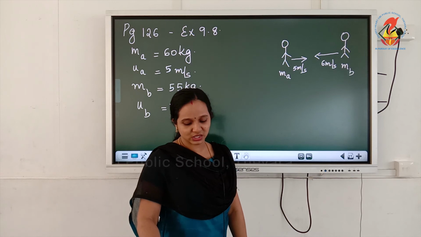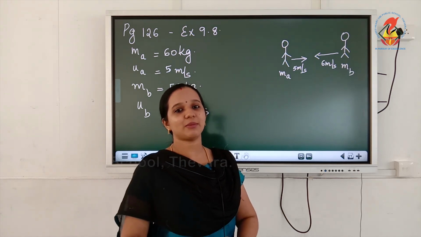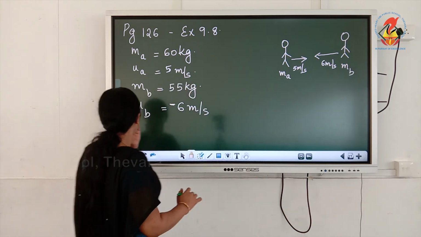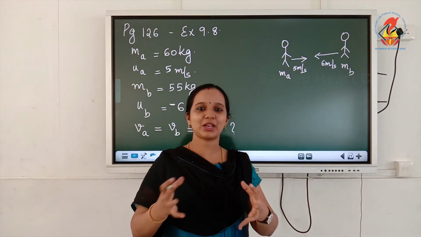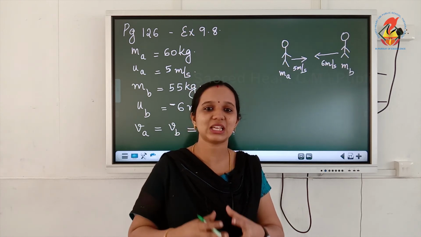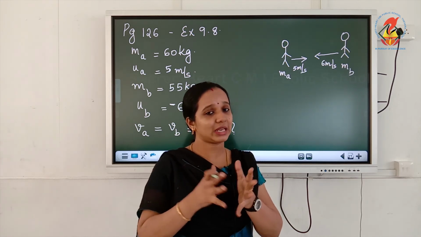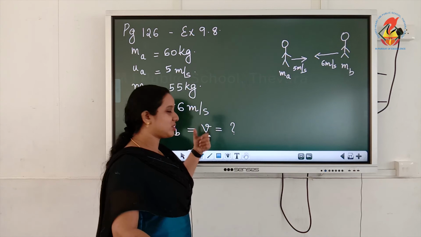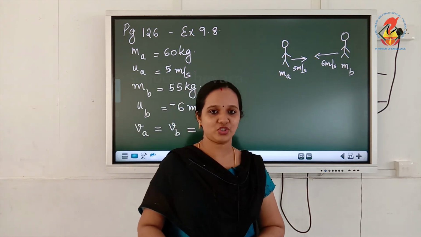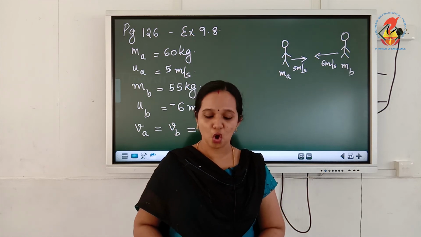With what velocity will they move after they become entangled? So the question is to find, after collision they become entangled. So the velocity of the first hockey player and the velocity of the second hockey player will be the same, which is equal to V, and we need to find this V, the common velocity. So after collision they become entangled and they move as one single object, and we need to find the velocity of that entangled object, the common velocity of that entangled object. That is the question.